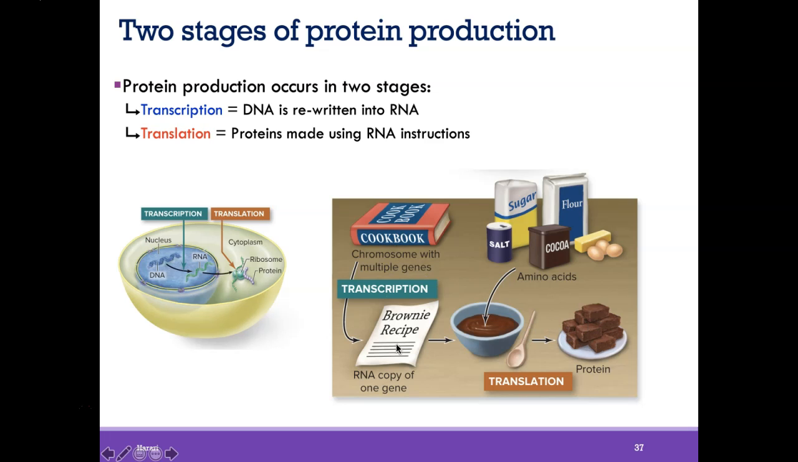Right, so again, transcription is the idea that I'm not taking my whole cookbook from the library down to the kitchen. I'm just going to make a copy of what I need. I'll take that one copy down, follow the sequence of its instructions to put together my building blocks so I can get my final product.